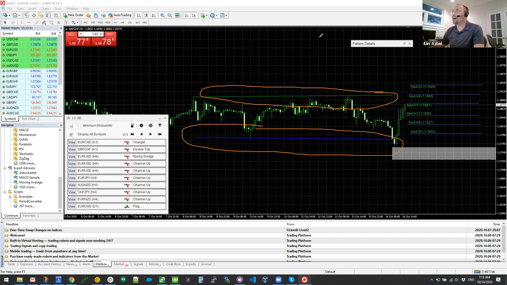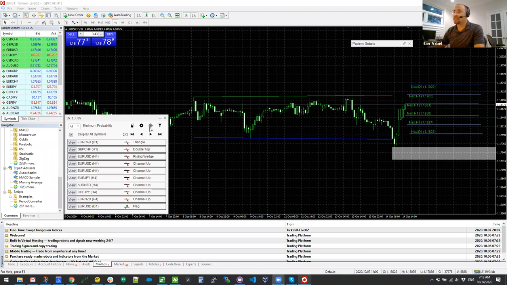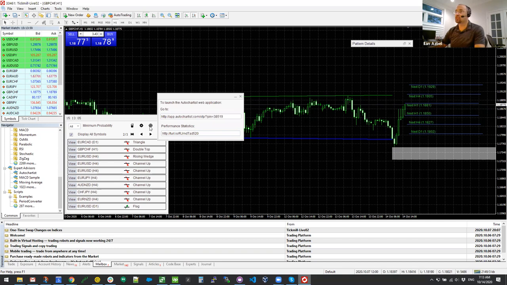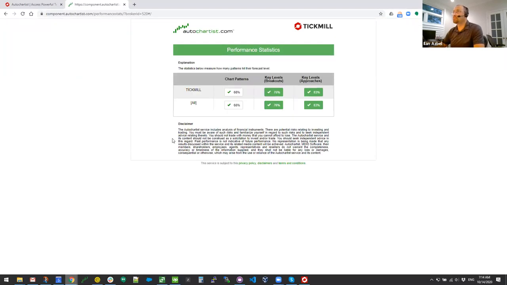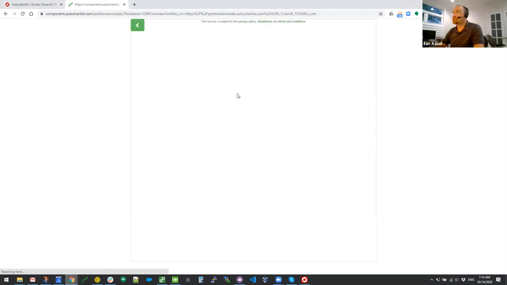And I'll show you now why that actually is. If you click on this little world icon, there's a URL which you can copy and paste into your browser. It's under the words performance statistics. If I put that into my URL, I'm going to come up with some performance stats for the instruments I'm looking at. As you can see, from the overall picture, we give performance stats on chart patterns, key levels, breakout key levels, and approaching key levels. And you can see the key levels, which are the horizontal levels, are the ones with the highest percentages. But let me click onto the chart patterns first.